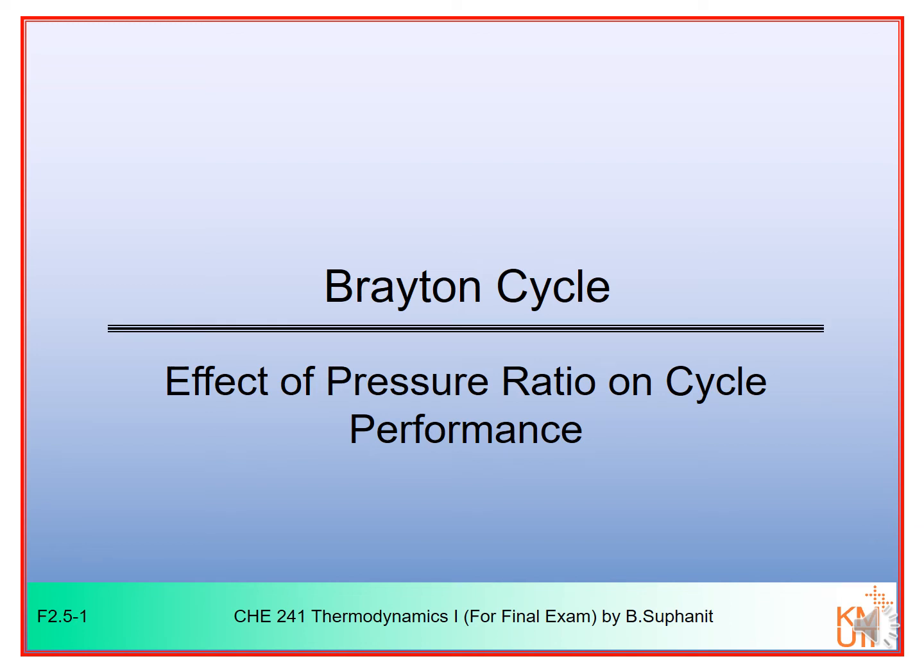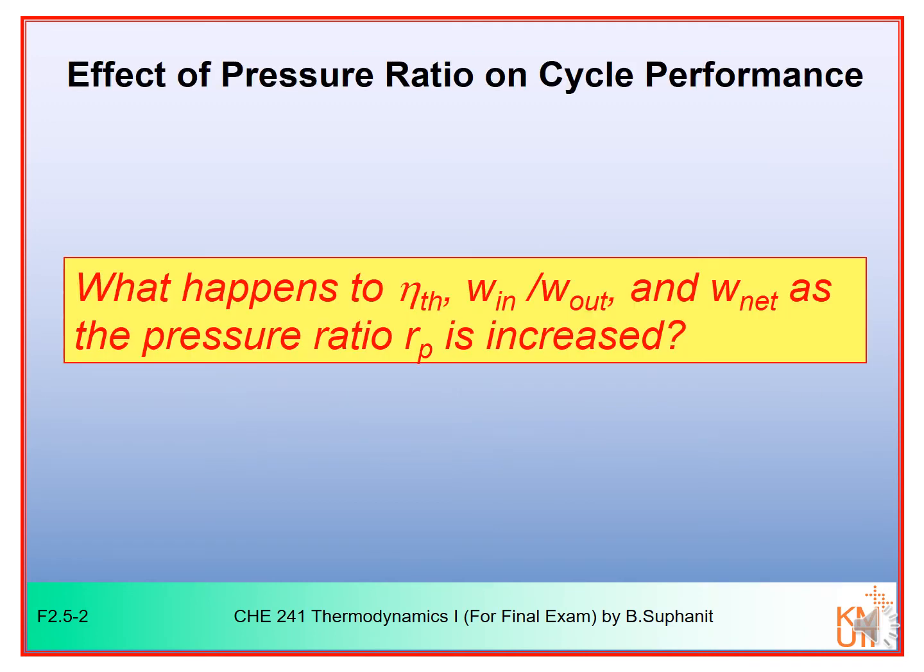Hi everyone. In this video, we will investigate the effect of pressure ratio on the performance of the Brayton cycle. The question is, what would happen to the cycle efficiency, the back work ratio, and the net work output as the pressure ratio, or RP, is increased?